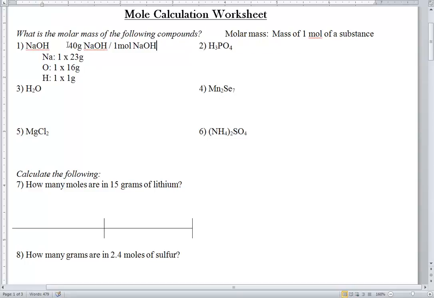Now right away you should probably notice that this right here is a conversion factor. Why? Because 40 grams of NaOH is equivalent to 1 mole of it. Okay, so we set this as an equivalency. We can then take 40 grams over 1 mole or 1 mole over the 40 grams. Now this 40 is unique to sodium hydroxide.